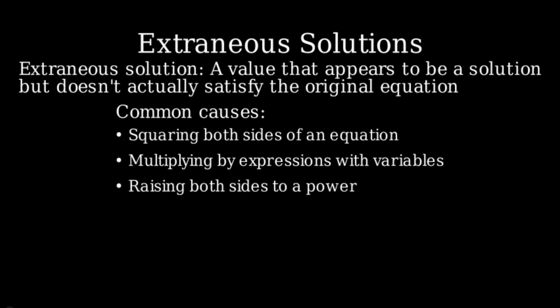Let's look at a simple example to understand how extraneous solutions can occur. Consider the equation square root of x equals -3. Now, what happens if we square both sides? We get x equals 9.